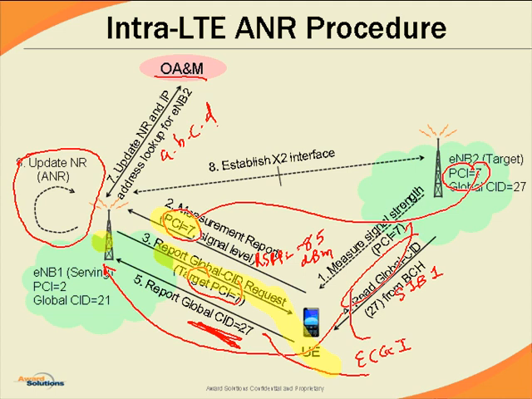An X2 may or may not have existed before we update the table. So if we already had some table coming from the O&M system and the table already had all the cells of eNode B number 2, we already know the IP address, we already have the X2 interface, then we do not need to execute many of these steps here. But in general, we may or may not have X2. We may have to establish a new X2 connectivity if this is the first time we are detecting that neighbor.